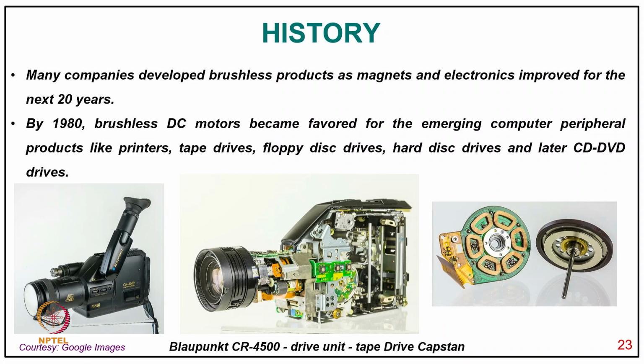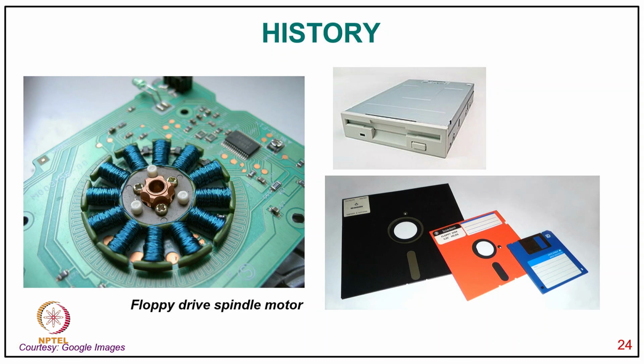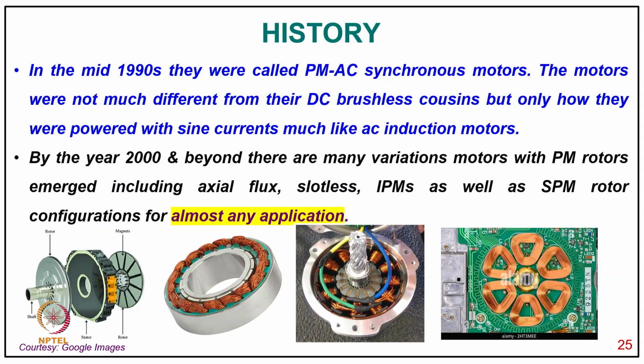As you can see in the photograph, it is there in different parts, like typically the camera for movement, and the floppy disk drive, as a spindle drive in floppy and hard disks, and in different drives this kind of motor is put. So in the mid 1990s, they were called PMAC synchronous motors. The motors were not much different from their DC brushless counterparts, only they were powered with sine current like an AC induction motor.